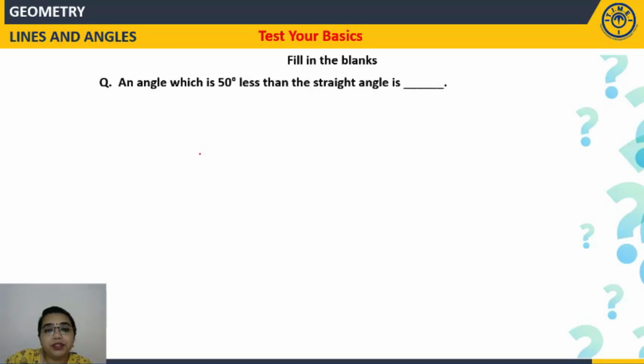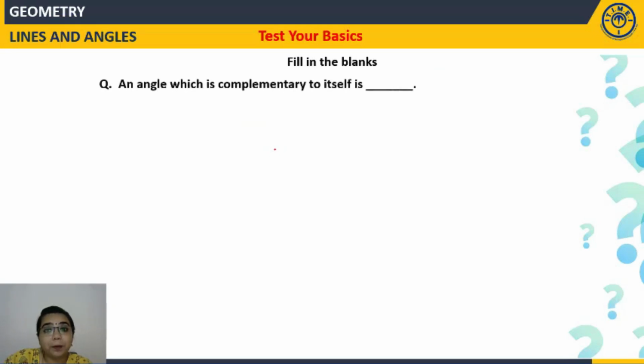An angle which is 50 degrees less than the straight angle is dash. Come on, tell me. You should be able to tell me this answer. What is a straight angle? Very good. It is 180 degrees. 50 degrees less than 180 degrees, that is 180 degrees minus 50 degrees. So what is the answer? 130 degrees. Is this clear to you? I really hope so. Let's see the next question.